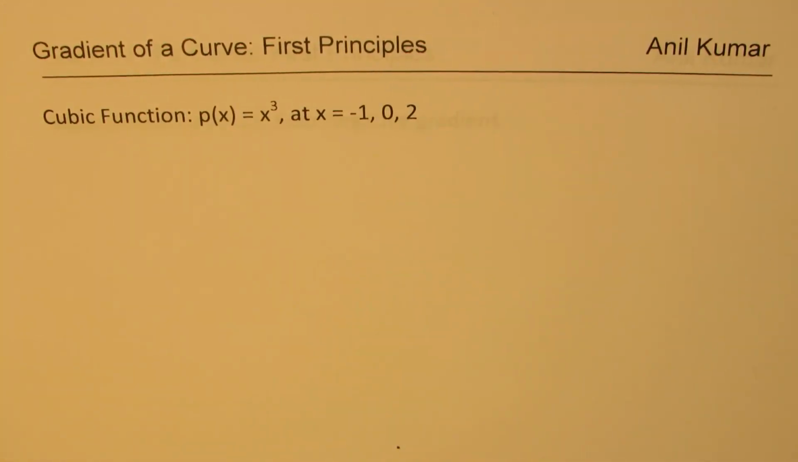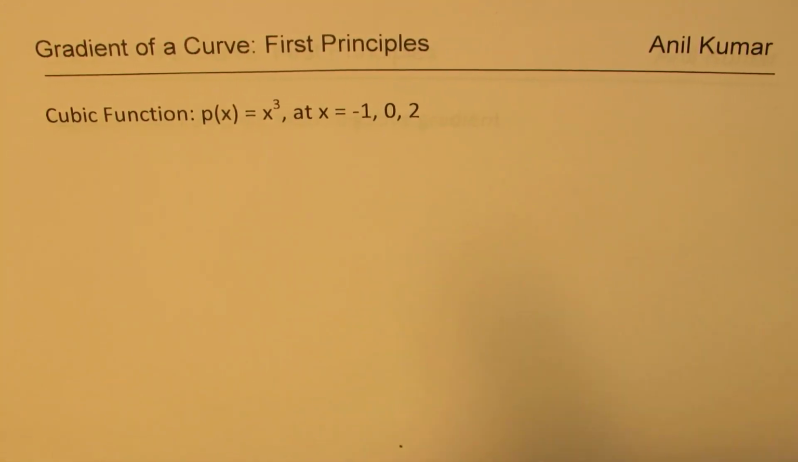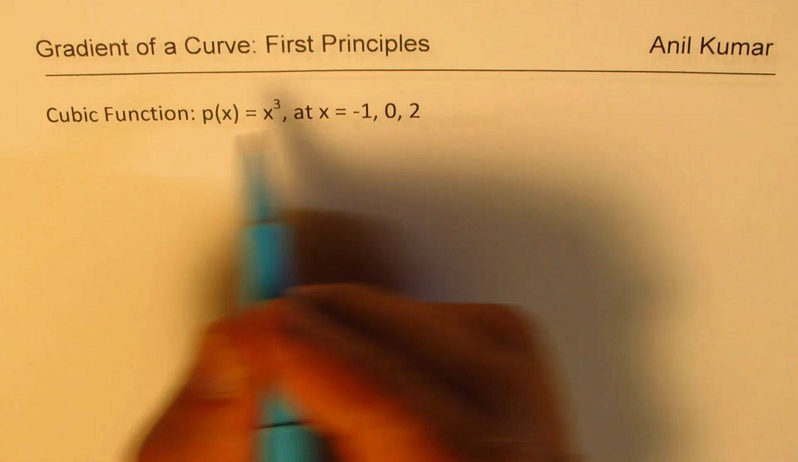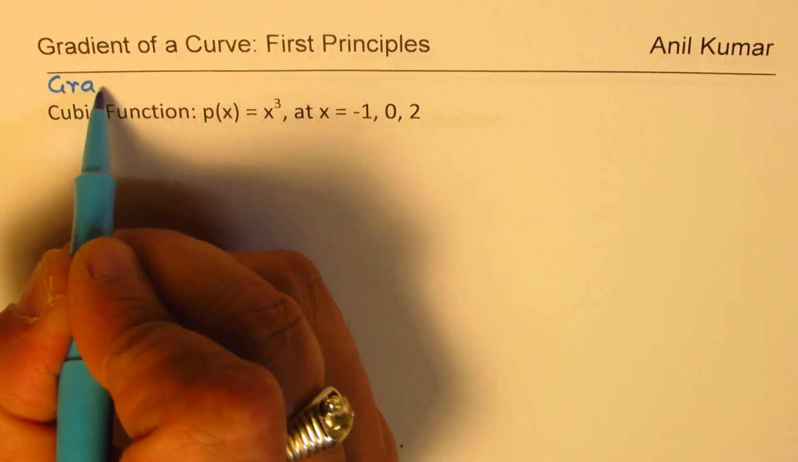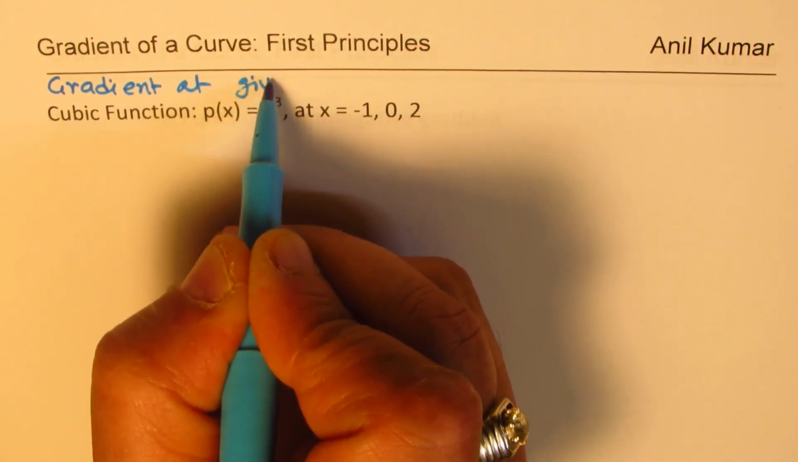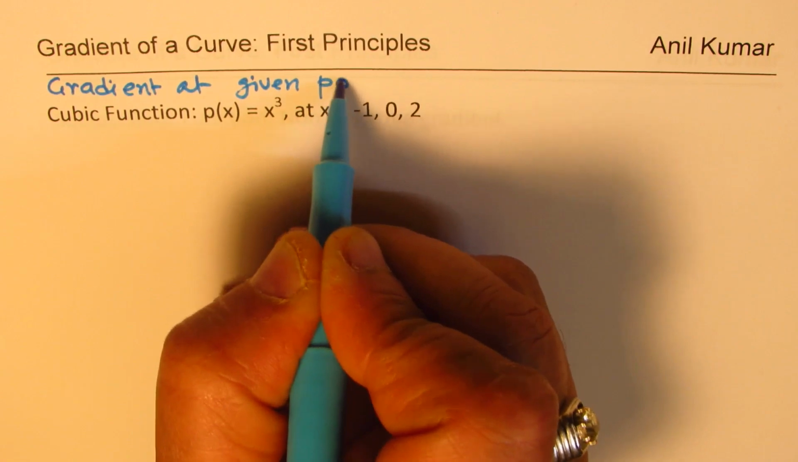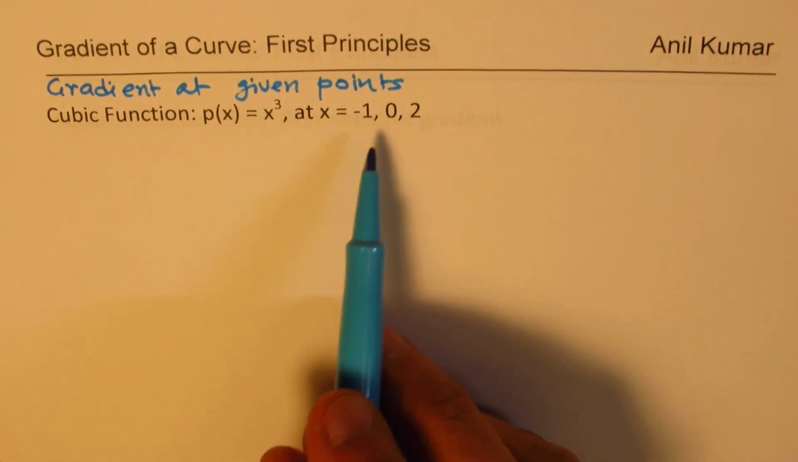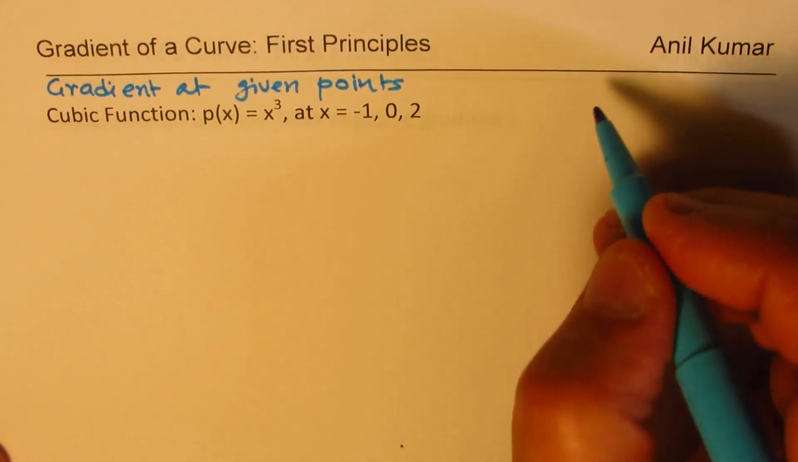Let's take one more example, and this time with cubic function, and then you will surely understand the whole process. So here is a cubic function, p of x equals to x cubed. We need to find the gradient. So the question was basically to find gradient at given points. In this case, we are given x values. You need to evaluate the y values also.